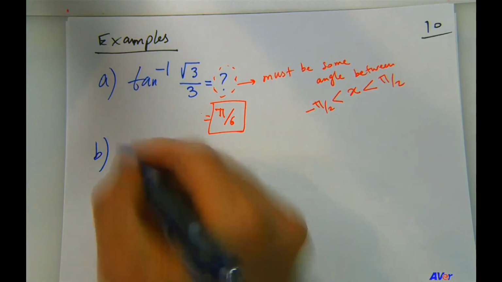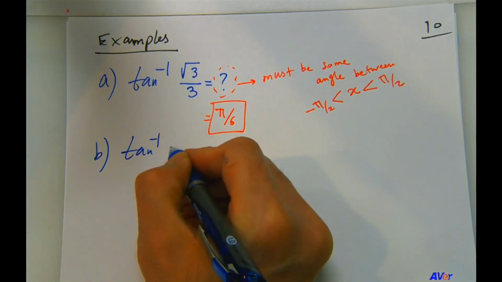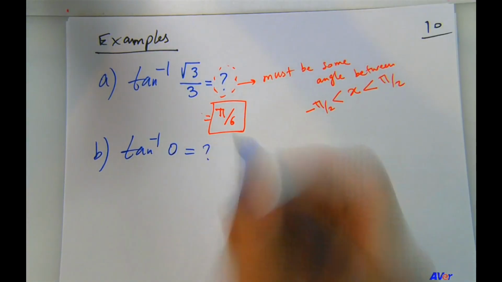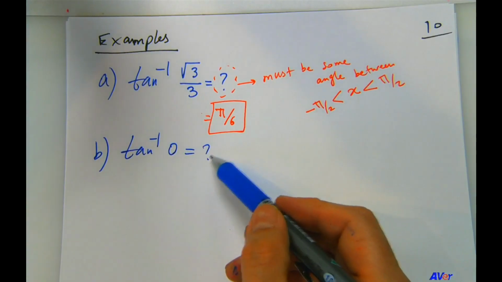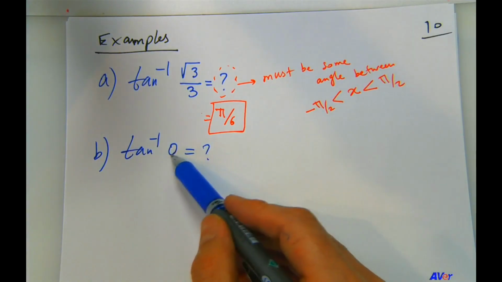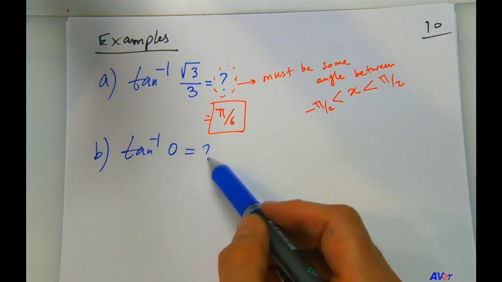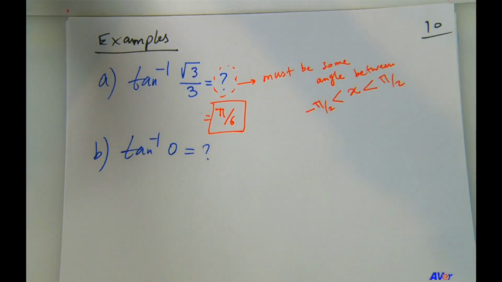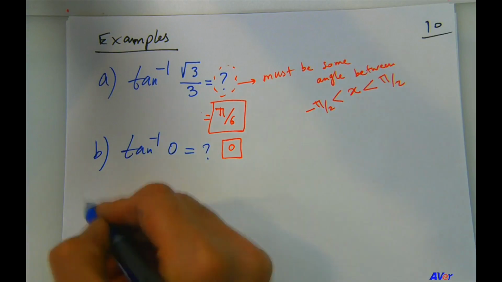B, we ask what is the inverse tangent of 0? So again, we're looking for an angle such that the tangent of that angle is equal to 0. That's what this question is asking for. Well, tangent is equal to sine over cosine. When sine is equal to 0, the tangent is equal to 0. And 0 is between negative pi over 2 and positive pi over 2. So this will be 0. That's the angle.